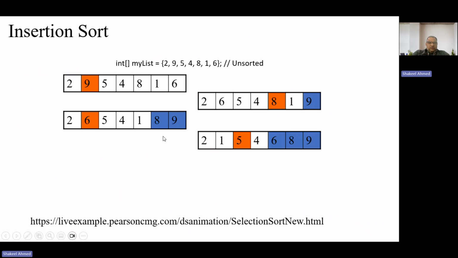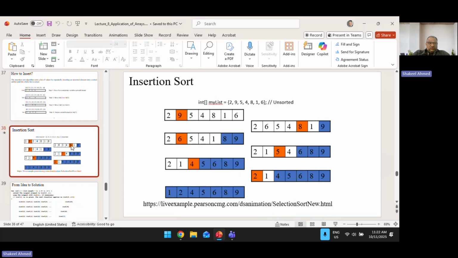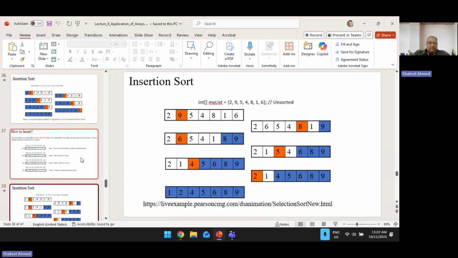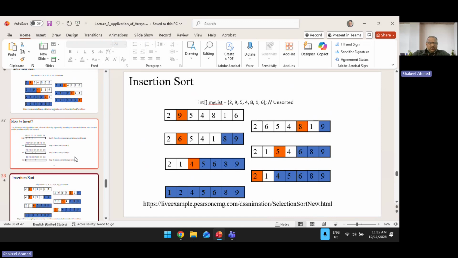And you can see how the insertion will bring it up over here: 2, 9, 5, and keep on repeating that process until it is done. So this one is insertion sort, 2954186. That is the example that we have taken.